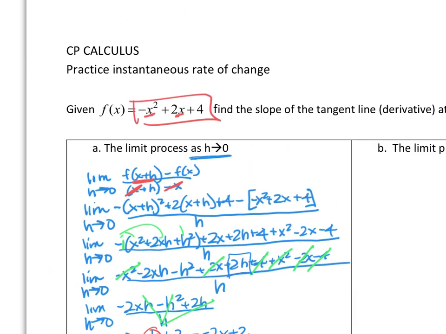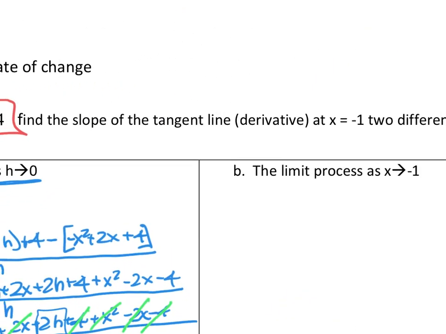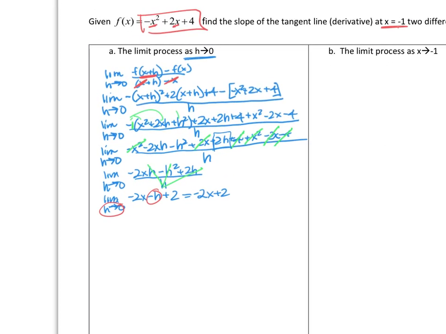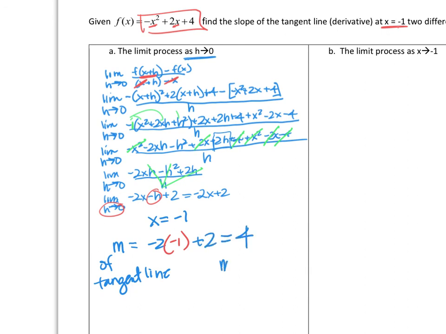And this particular problem was asking us to find the slope of the tangent or the derivative. We're going to be talking about that term in just a bit, at x is equal to negative 1. So all we do is, let's just put down that x is equal to negative 1. So this is the slope of the tangent line. Let's write that down. And we would plug in the negative 1, negative 2 times negative 1 plus the 2, which gives us 4. So our slope is 4, the slope of the tangent line.